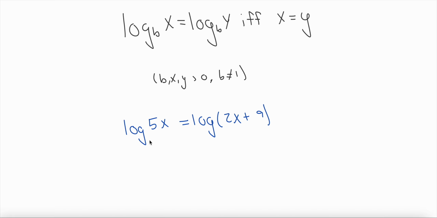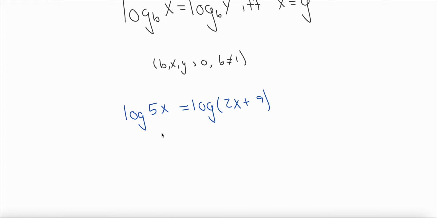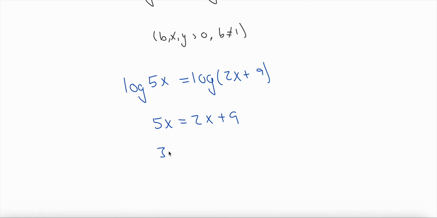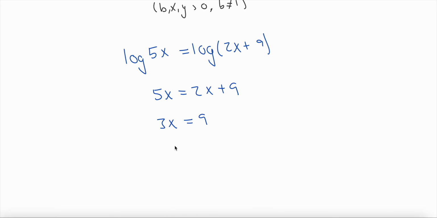Notice here that we do not have the bases written next to the logarithms, and when that is the case, the base is always going to be 10 because this is known as the common logarithm. So because the bases are the same, we can go ahead and equate these two expressions. 5x equals 2x plus 9. Now subtracting 2x from both sides, we have 3x equals 9. And dividing both sides by 3, we have x equals 3. And that's going to be our final answer for that one.